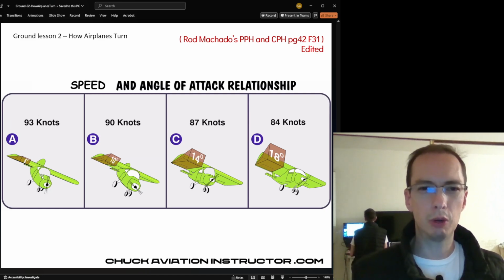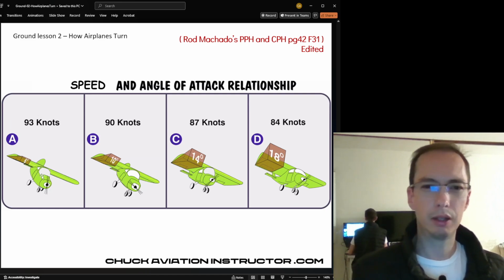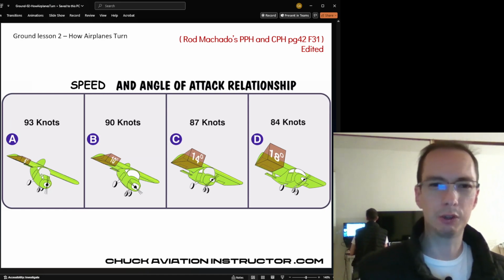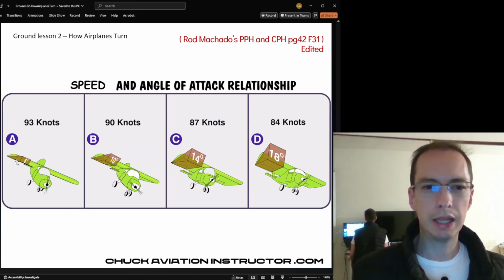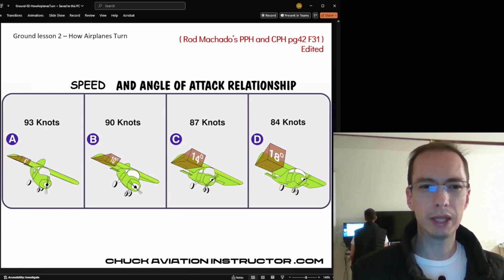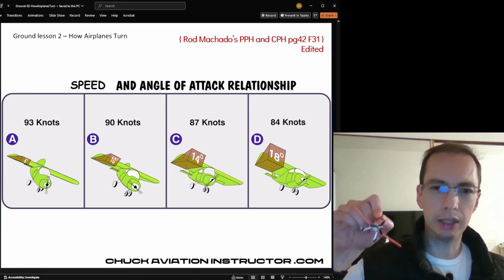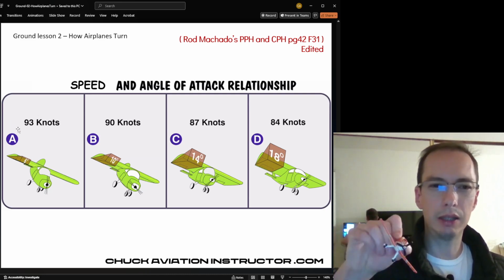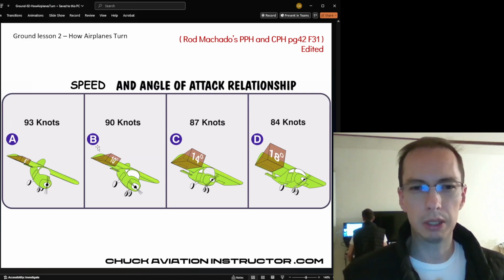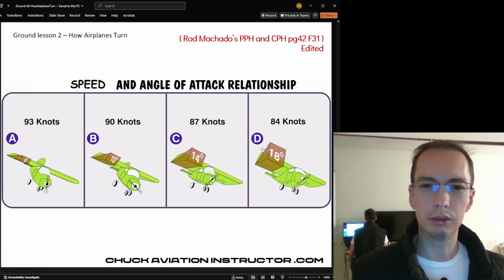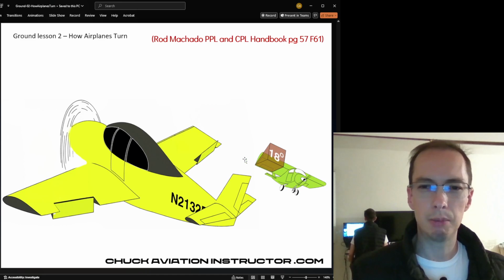I don't want to go into the relationship with other variables. I just want to focus on how speed and angle of attack relate to maintaining altitude. Again, if you take the altitude loss, you don't raise your angle of attack, you descend while you're turning, and you can maintain the same airspeed at which you entered your turn. But the more you increase your angle of attack, the faster your airspeed is going to decrease. By the end of your turn, your angle of attack is going to be the highest.